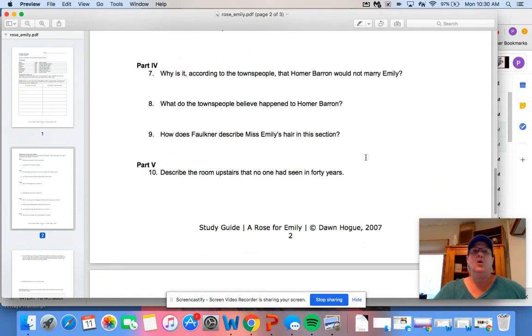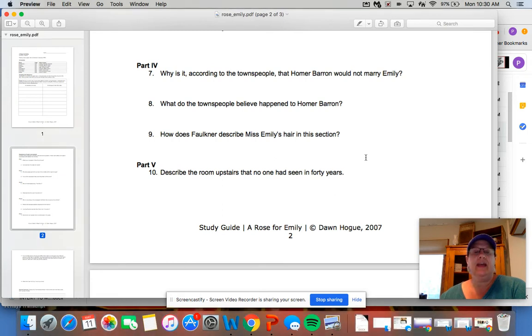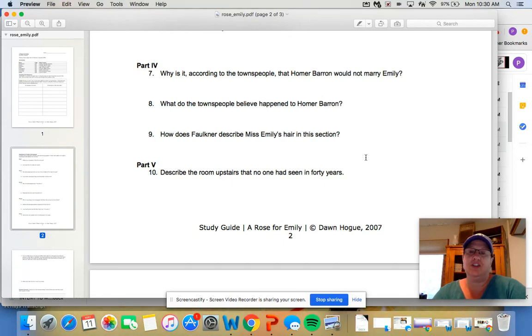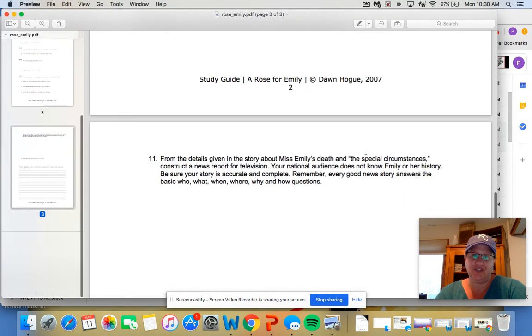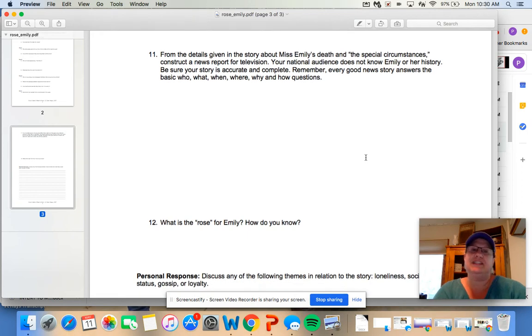Part 4, why is it, according to the townspeople, that Homer Barron would not marry Emily? Give me details from the story that back up your answer. Number 8, what do the townspeople believe happened to Homer Barron? Number 9, how does Faulkner describe Miss Emily's hair in this section? And number 5, or part 5, or chapter 5, describe the room upstairs that no one had seen in 40 years.